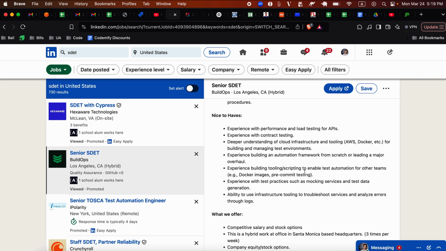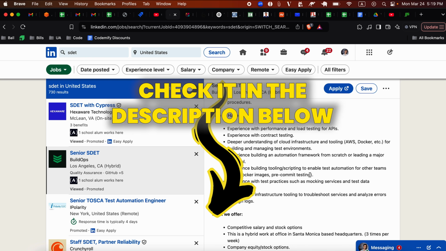Experience building tooling, scripting to enable test automation for other teams, Docker images, pre-commit testing. So this is kind of advanced, but you don't have to know that. It is nice to have. It is sort of my level. I can explain it to you. Pretty much what they want is they want you to build a test automation framework and add the ability for other people or developers to run your tests before they even create their commits. If you don't know what a commit is, as I mentioned, I previously left a video on the top right corner of the screen about Git and GitHub.